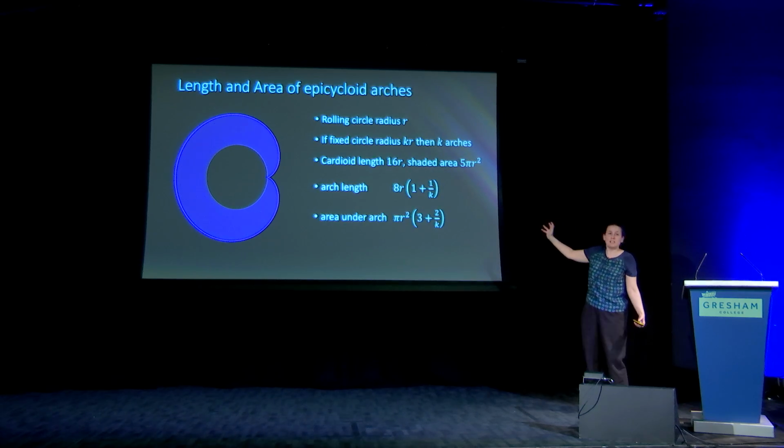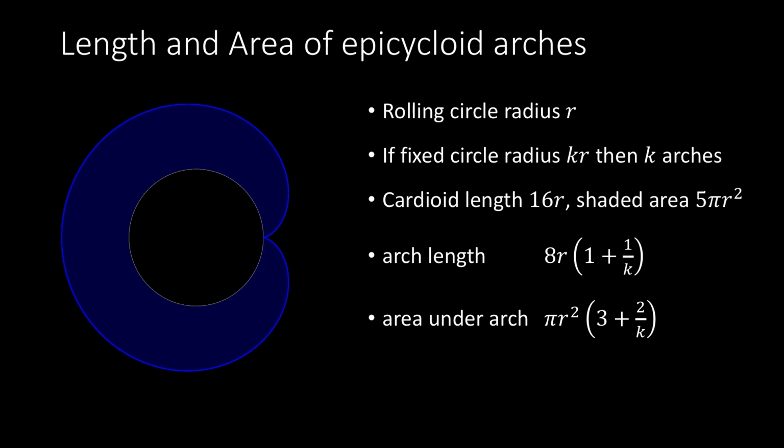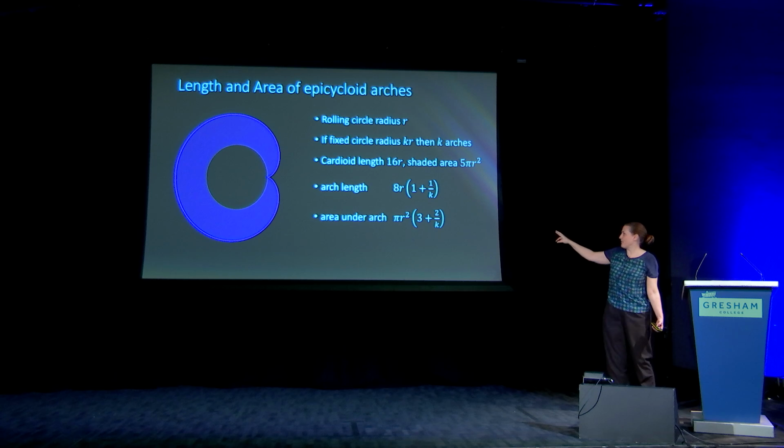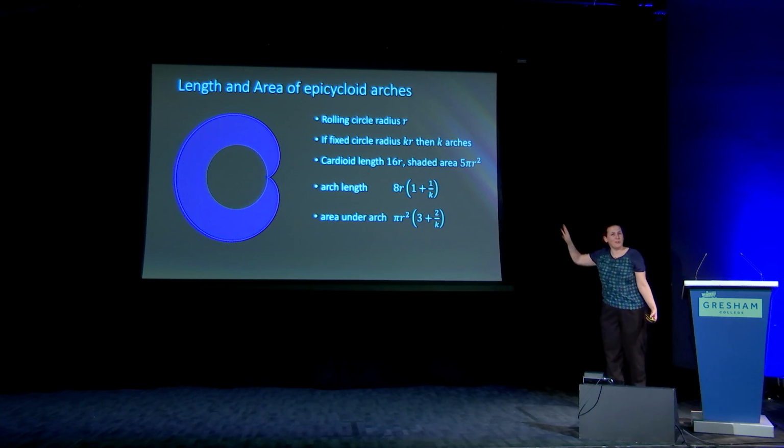All right, so there's a result in general that says if you're rolling around something of radius k times the rolling circle, then there's this formula for arch length: 8r times (1 plus 1 over k). For the cardioid, k equals 1. So 1 plus 1 is 2, which gives you your 16r. And the area, the bit that's in blue on that slide, is pi r squared times (3 plus 2 over k). So again, for the cardioid, k equals 1, 3 plus 2 is 5, so we retrieve the result we already know.